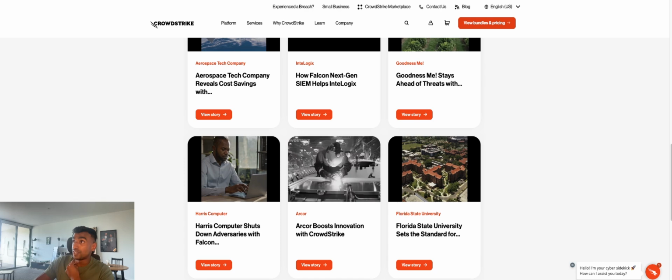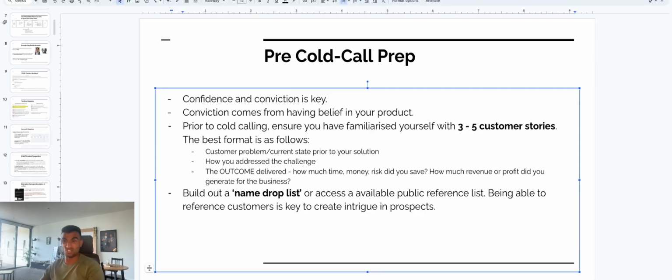But let's say, for example, you're in a smaller territory like Australia or New Zealand, or maybe you're in the UK and it's a very US focused company. All of their case studies are in the US. Build out a name drop list of local customers. The best way to do that is speak to your customer success guys, speak to some of the other account executives. Hey, who are some of our happy customers in region? And just have that list that you can name drop, right?